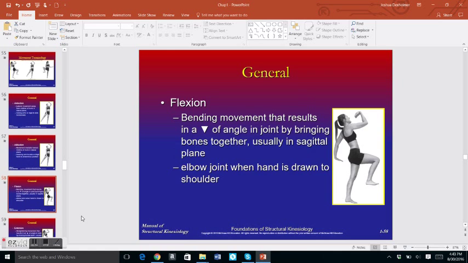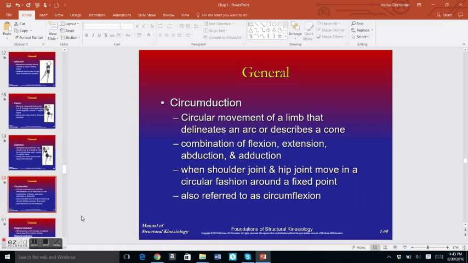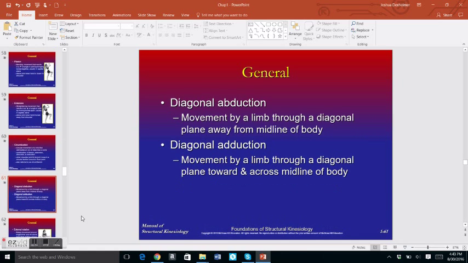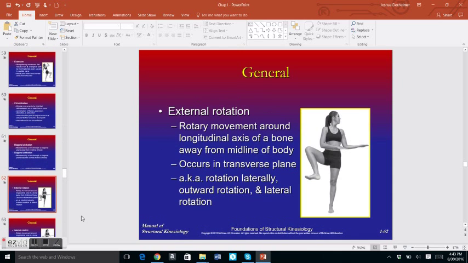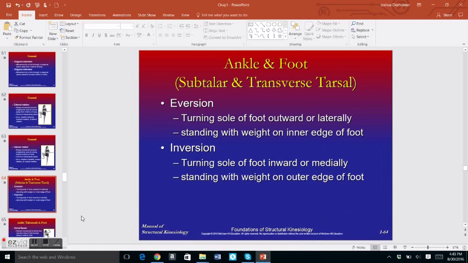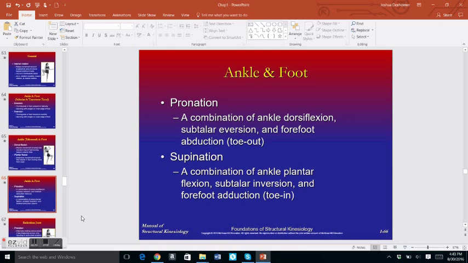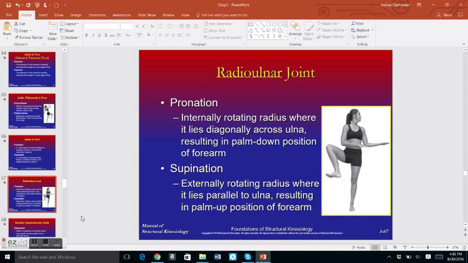Bending, obviously flexion, flex your bicep. Obviously extension, extend your arm. Circumduction, circle your arm. Diagonal abduction, diagonal adduction. You could think of a baseball player throwing a baseball, moving the limb across a diagonal plane across the midline. External rotation, obviously moving around a longitudinal axis. Eversion, inversion happens when we commonly sprain our ankle. Eversion, the foot moves outward. Dorsal flexion is the movement of the ankle towards the tibia. Plantar flexion, if you step on your tiptoes, it'll be plantar flexion.